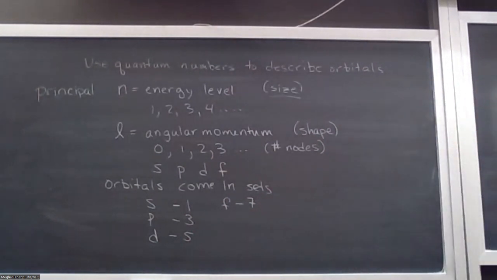The next orbital would be g. How many would be in each set there? 9. Yeah, it's a pattern. All of these quantum number things are based on patterns.